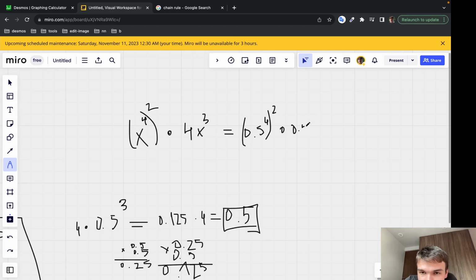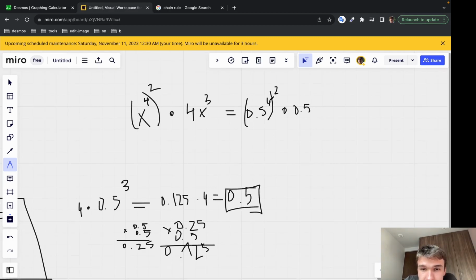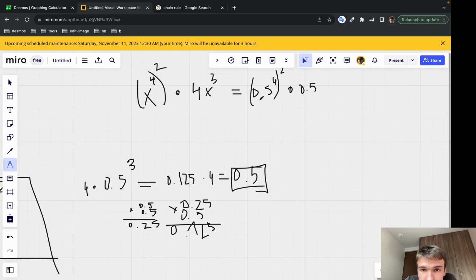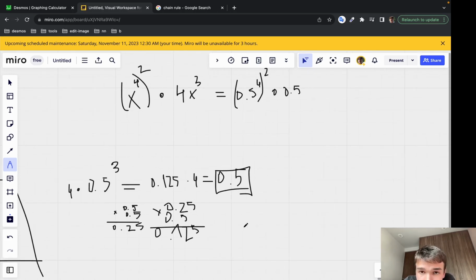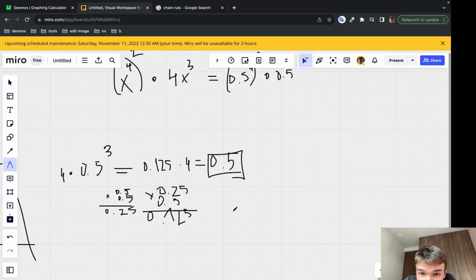This now looks like 0.5, because 0.5 is the result of 4x to the power of 4x cubed. So now let's calculate 0.5 to the power of 4. 0.5 multiplied by 0.5 gives us 0.25, and then 0.25 multiplied by 0.5 gives us 0.125, and then 0.125 multiplied by 0.5 we get in this fourth power.